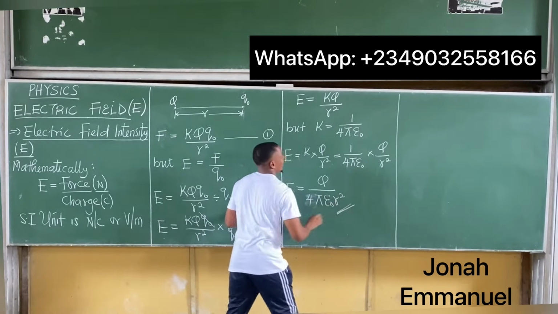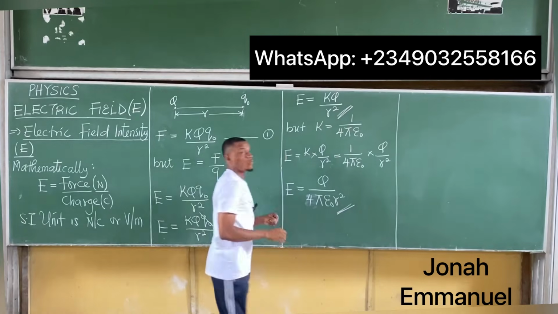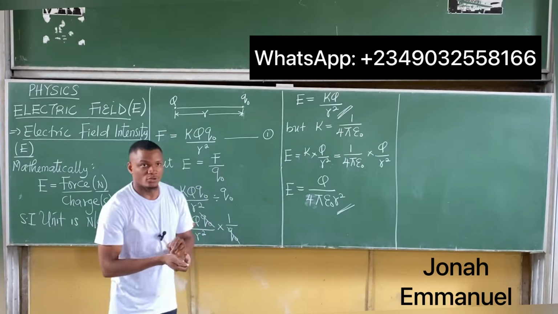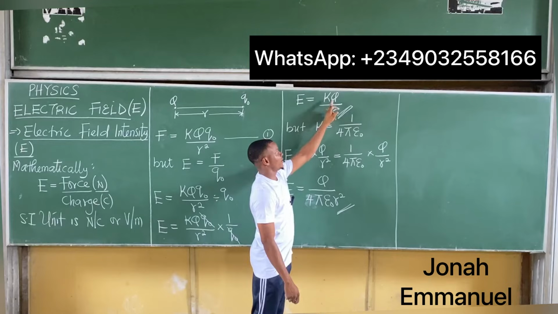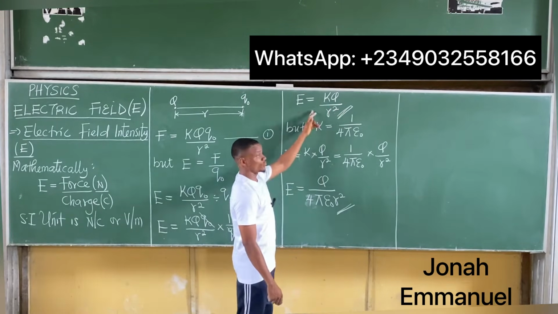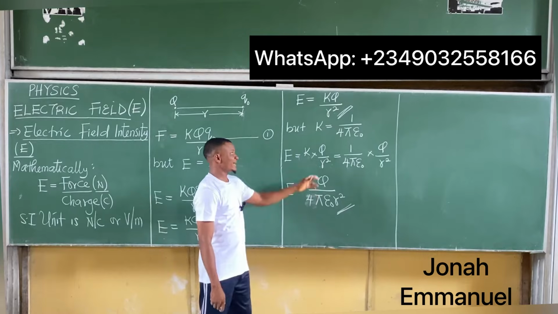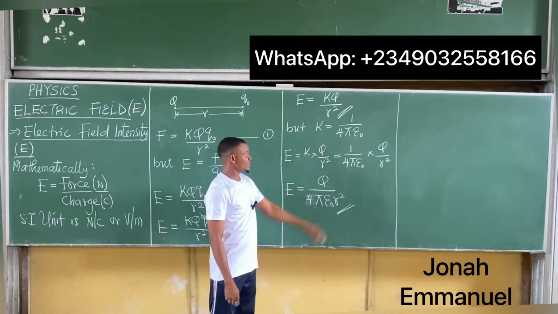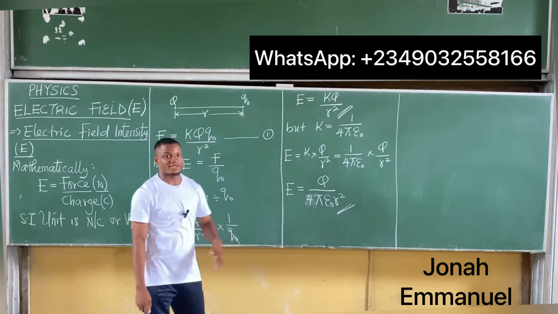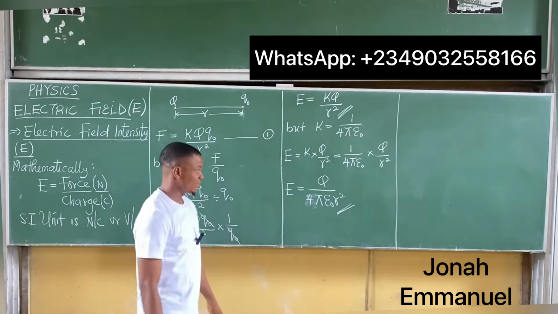Please, this formula or this formula works for electrical field. So the formula for electrical field is E equal to K Q all over R squared, or this one. These two mean the same thing. How did I get this? This is a constant from our last class, 1 over 4 pi E naught. It's a constant. It's always that.